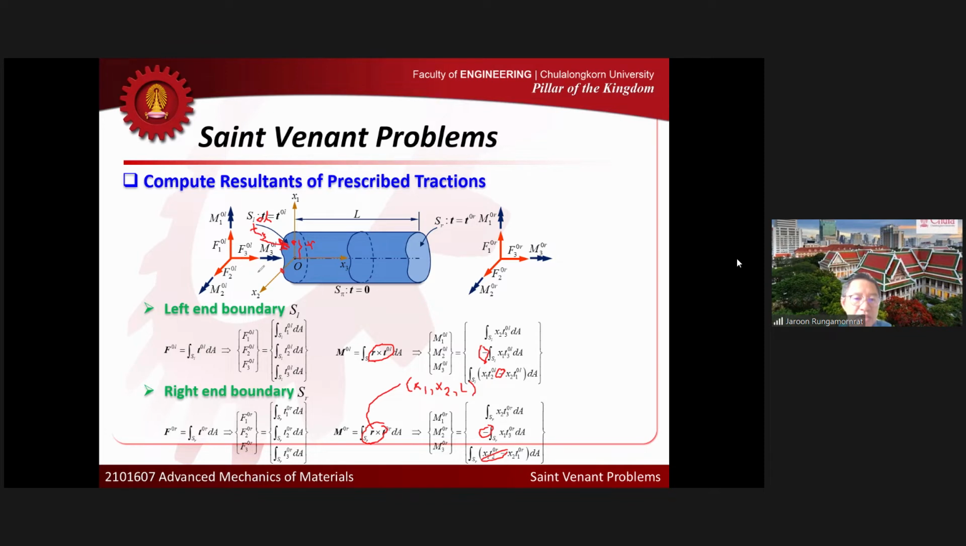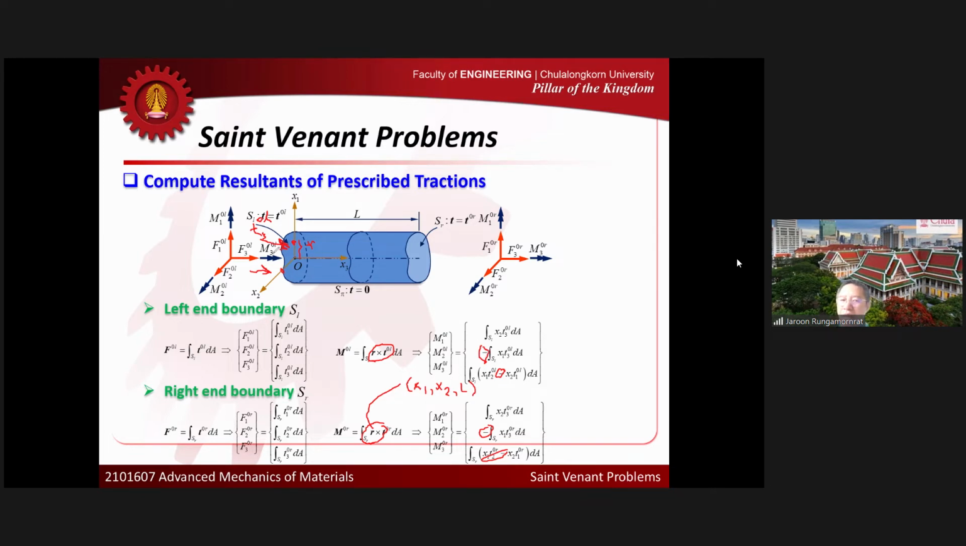Okay, if you think about the moment of T30L again, let's say that this T30L is applied at that point, and that will produce the moment about the x1 direction, right? Because x2 here is positive, right? And if this one is positive too, that will produce the moment about the positive x1 direction. Okay, you can see that, right? So that's the reason why we have the negative sign here.